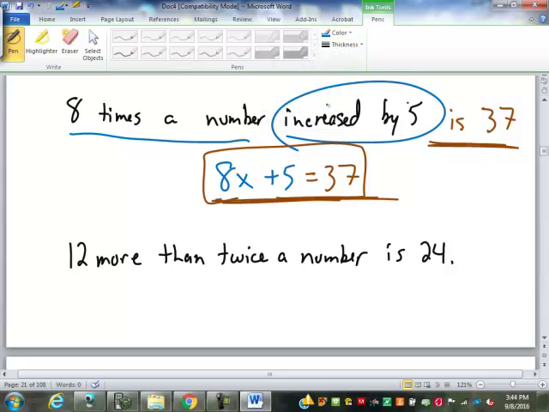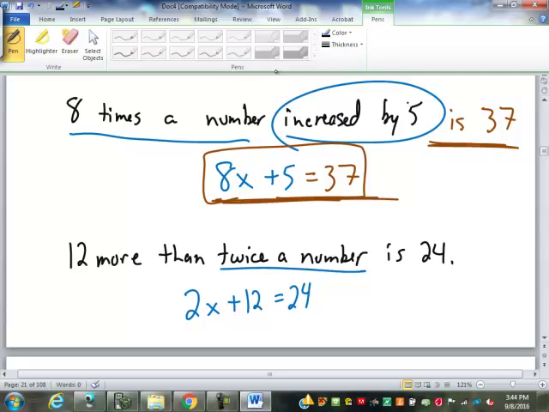Okay, yeah, 12 more than twice a number. 12 more means we're going to add 12 to something. Twice a number is 2x or 2n or whatever variable we want to use. And then the "is" just equals 24. So we're just adding that little bit of an extra dimension to it.